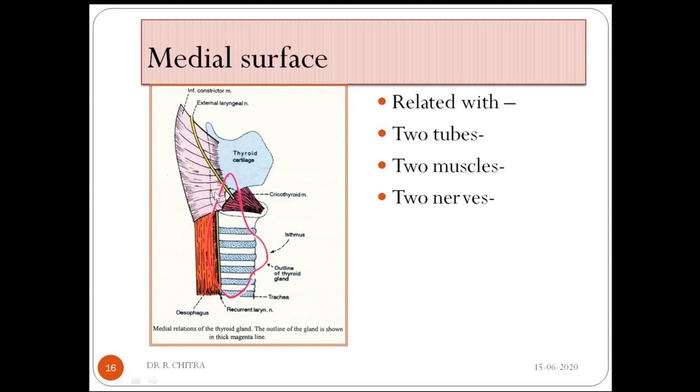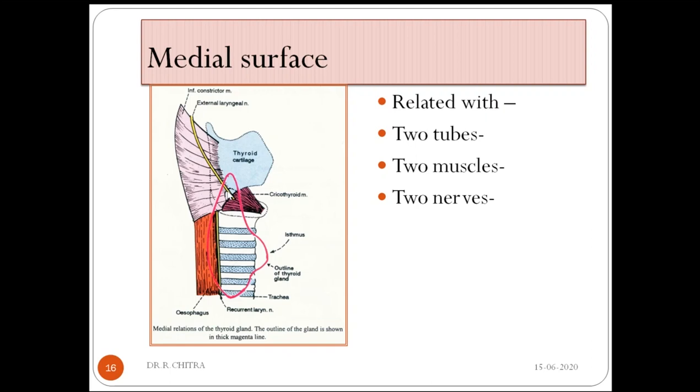What are the two muscles? Inferior constrictor and cricothyroid. What are the two nerves? Recurrent laryngeal nerve and the external laryngeal nerve. So this is the relation of the medial surface and it is very interesting. We can remember simply two tubes, two muscles and two nerves. So we have finished this medial surface also.